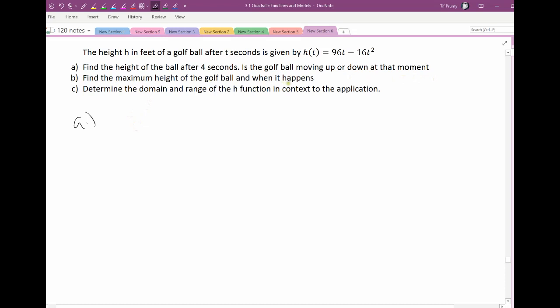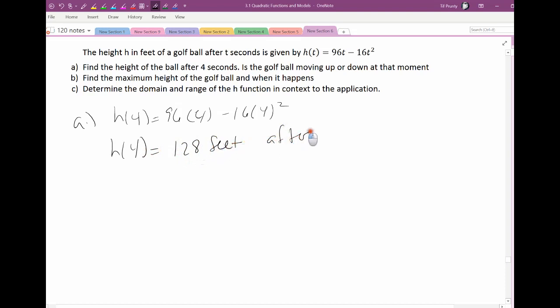Alright, in order to do that, I'll probably have to figure out the vertex. Which side of the vertex is it on? So, the height of the ball after 4 seconds. I plug it into my 96 times 4 minus 16 times 4 squared. That comes out to 128 feet after 4 seconds.